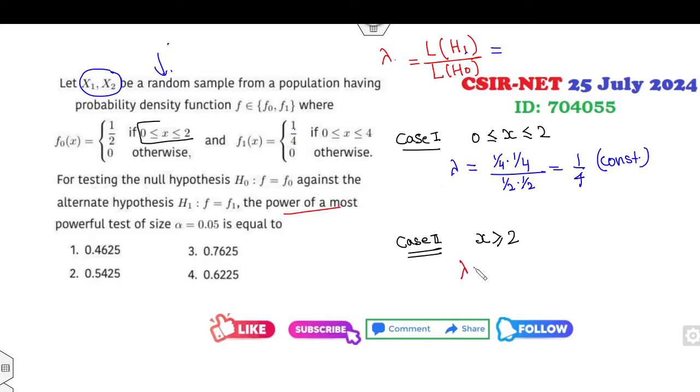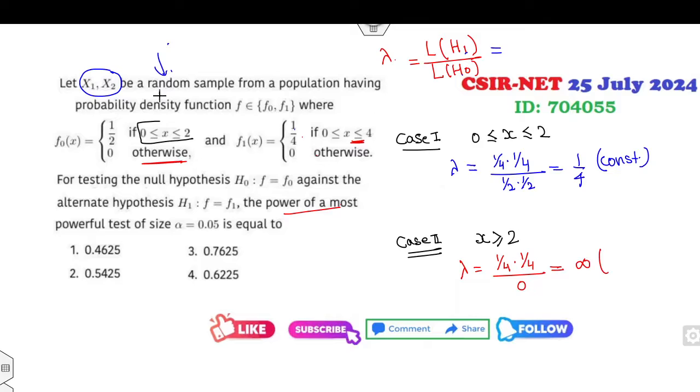Similarly, corresponding to this case, when x is greater than 2, the likelihood of H1 is 1 over 4 into 1 over 4. When x is greater than 2, the likelihood under H0 is 0, so that will be my infinity. Fine. So what does it mean?